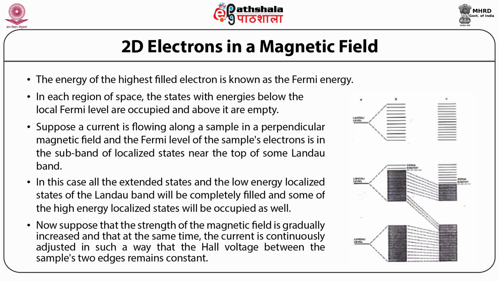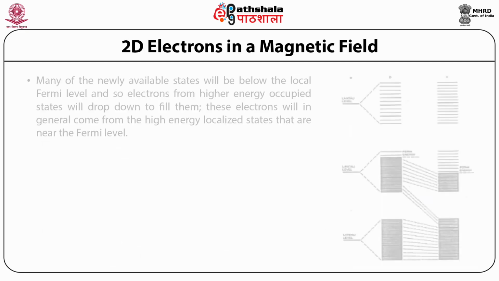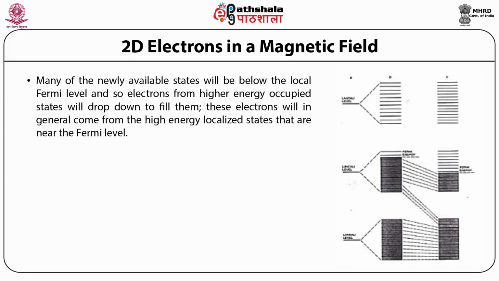And in the extreme right you see those energy levels when the magnetic field is increased. As you can see from here, once you increase the magnetic field, this Fermi level actually goes down, visible from the second figure. Now many of the newly available states will be below the local Fermi level, and so electrons from higher energy occupied states will drop down to fill them.